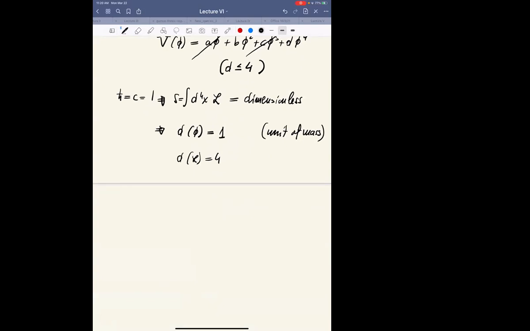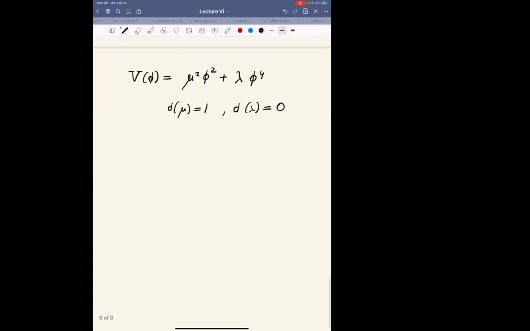Simply because length has a dimension of minus 1 in these units. So I can write the potential like this: mu square phi square, where mu has a dimension of mass, plus lambda phi to the fourth. So the dimension of mu, of course, is one. This is a mass term. And the dimension of lambda is dimensionless. Thank you. I'm going to rewrite this a little bit.